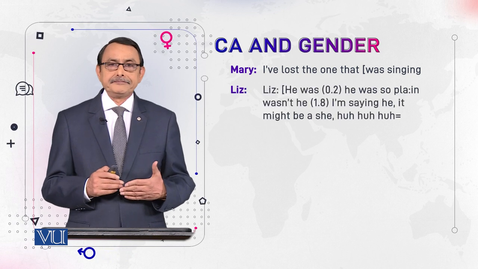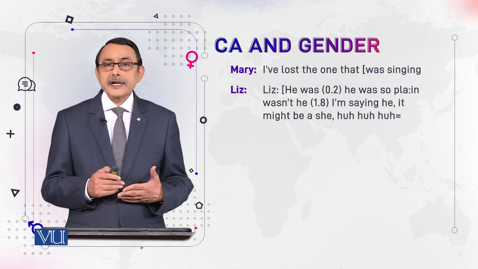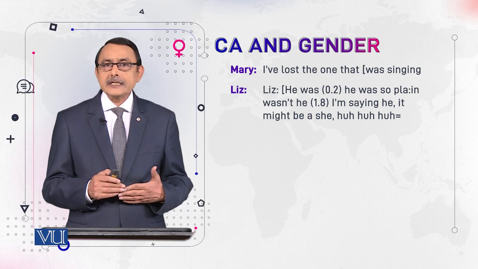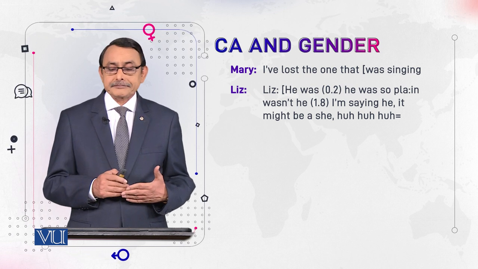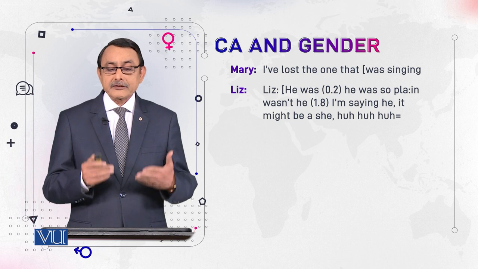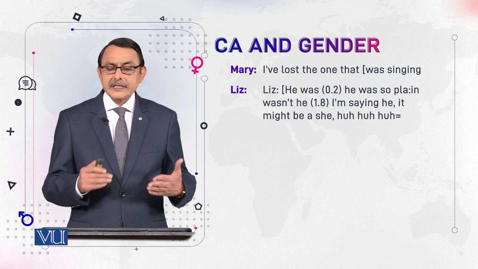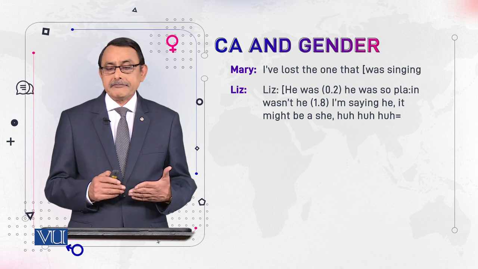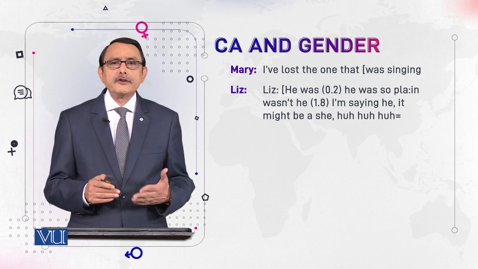He was so plain. Now here, overlap. Mary was talking, and during her talk, you see a square bracket starts. It shows that her statement was not complete. It was interrupted by Liz from he was singing onwards. And it goes on up to the second and then third line. Now see, he was so plain. Wasn't he? Again a pause, more than 1 second. I'm saying he. It might be a she. Ha ha ha ha. This is a kind of laugh.